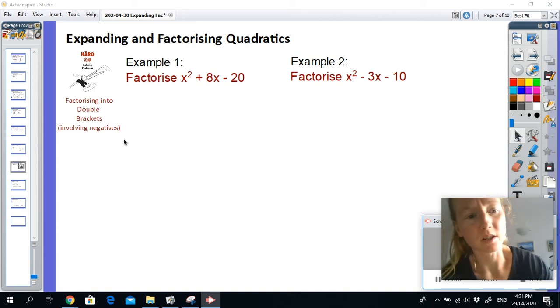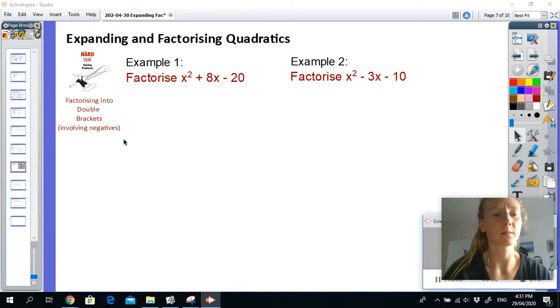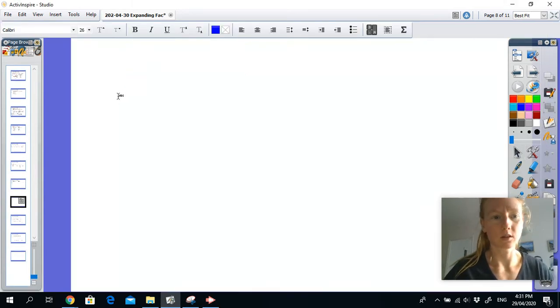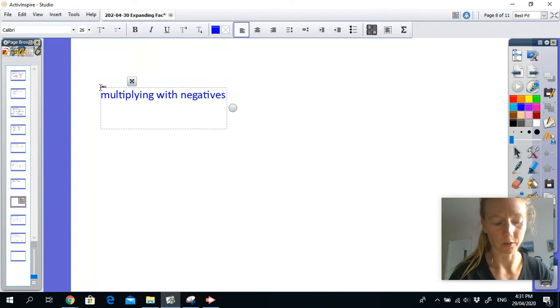Okay, so now we're going to look at some more factorizing into double brackets, but this time it's a little bit trickier because you need to be able to navigate your negatives. So a quick reminder before we do that about multiplying with negatives.